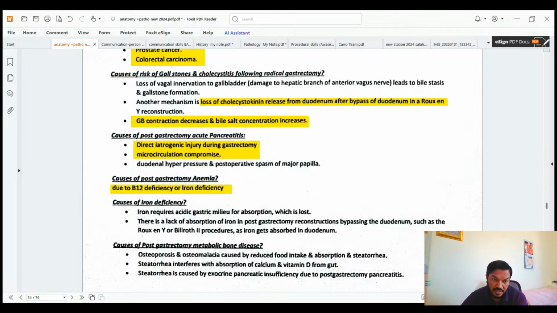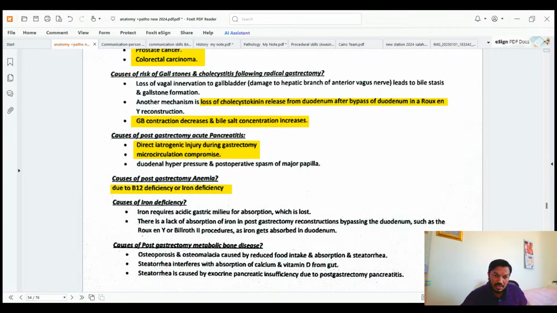Why iron deficiency? Iron requires an acidic gastric medium for absorption, which is lost. There is also lack of absorption of iron in post-gastrectomy reconstructions bypassing the duodenum, such as the Roux-en-Y or Billroth 2 approach, as iron gets absorbed in the duodenum.